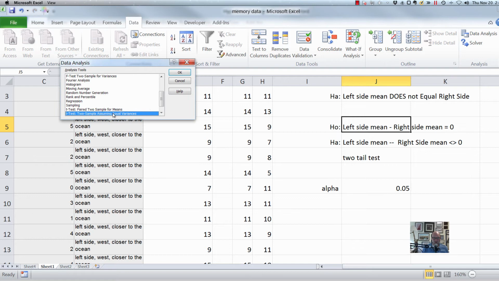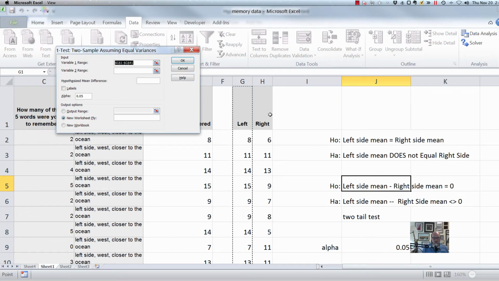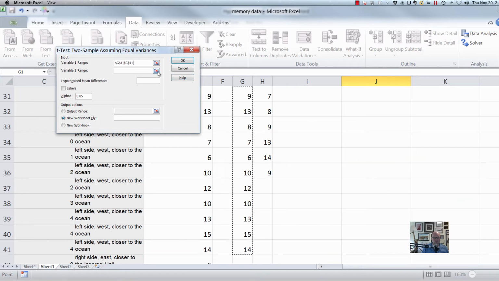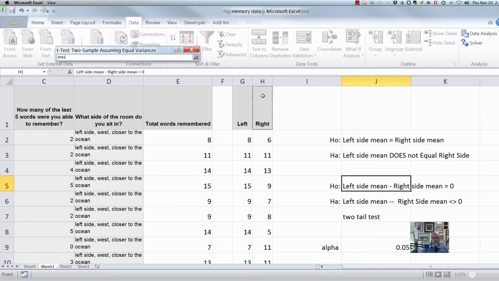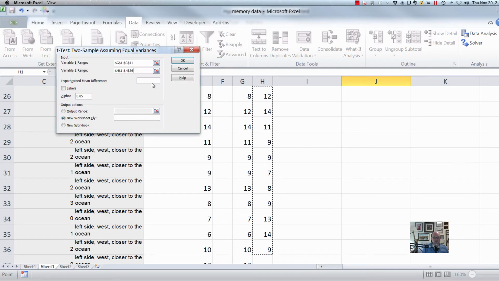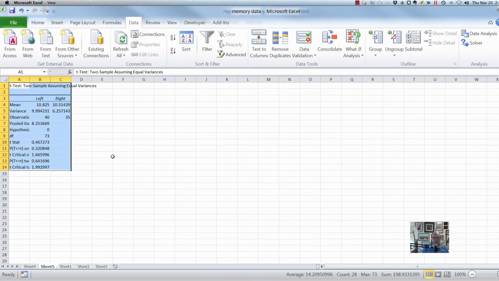All right, data analysis, two-sample t-test assuming equal variances. There's our left. Make sure we get that right. Here's our right. Hypothesized mean difference is 0. We got labels in there. Let's put a new worksheet. We're good. Fire away. All right, so again, here's our means. Here's our variances. We have 40 on the left side and 35 on the right side.